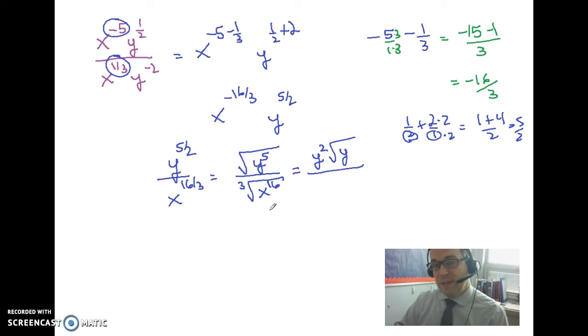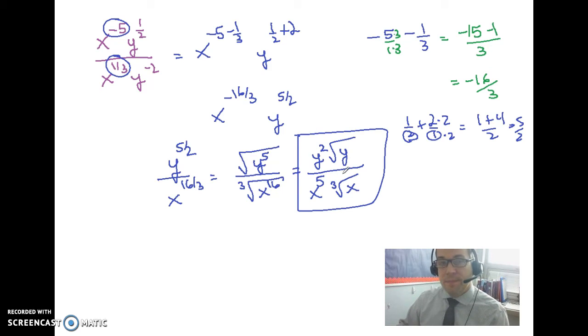How many 3's are there in 16? 16 divided by 3 is 5. So every slot would have 5 x's, but there'd be 1 left over, so I'll have a cube root of x there. Now this is looking more like my actual choices, and it looks to me like it matches with choice D. One step at a time.